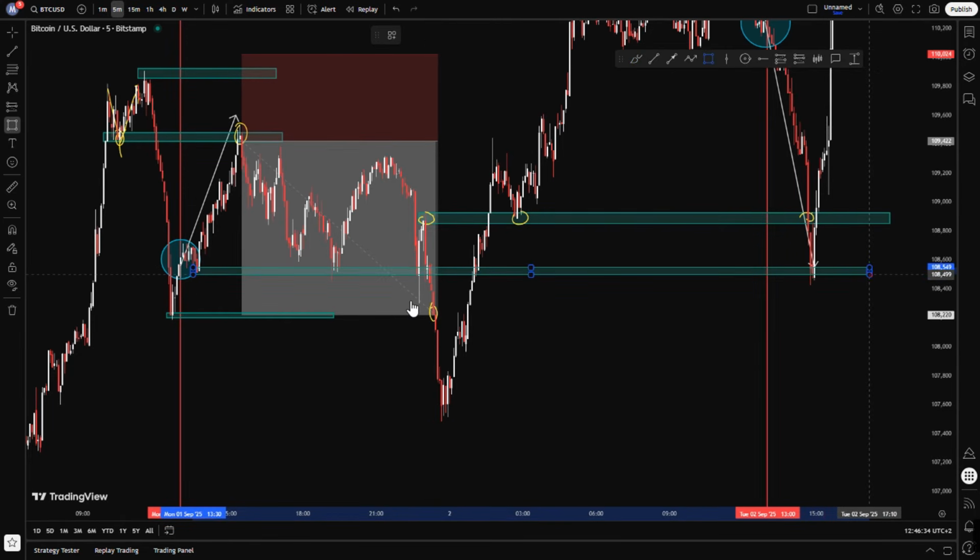Now let's look at this. You can see that we have another strong support here. Price rejected here, rejected again from this level, and from here rejected again.